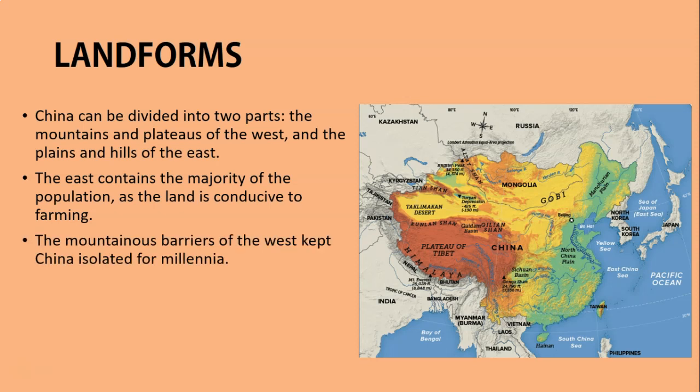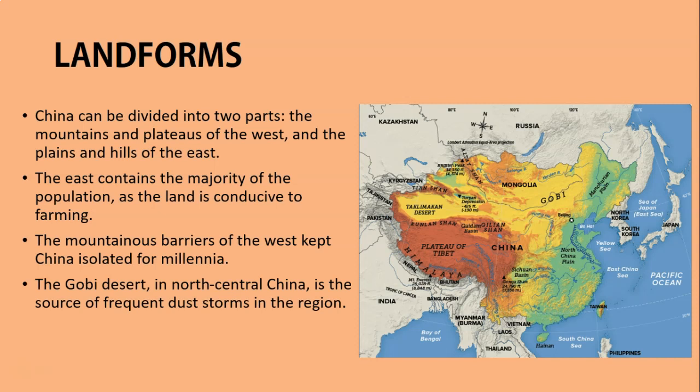Now, those western mountains have served a purpose in the past and still do today. The first thing that they do is, well, they help protect China, right? We have learned before that governments use their mountains as barriers for protection. Now, China has also used their mountains as barriers for protection, but they've also used them to help isolate themselves for hundreds of years.